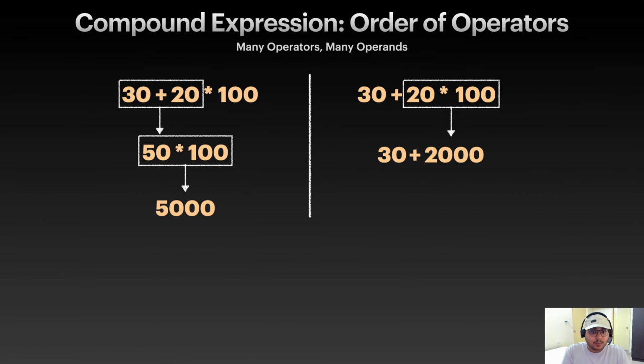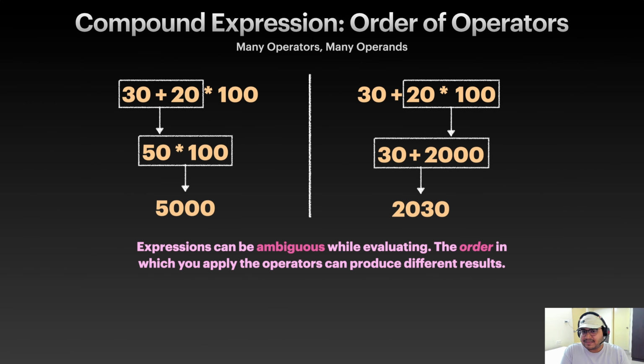In the second case, we perform the multiplication operation first, that is 20 multiplied by 100, which gives us 2000, and after that perform the addition operation, which gives us 2030 as the final result. See the difference between both the results? The order in which you apply the operators can produce different results from an expression. In this example, the result of 2030 follows the correct order of operations as defined by the Java programming language, whereas 5000 is an invalid result.